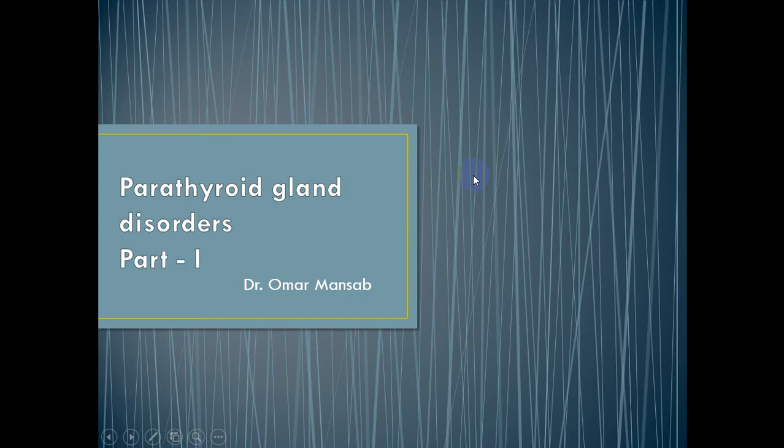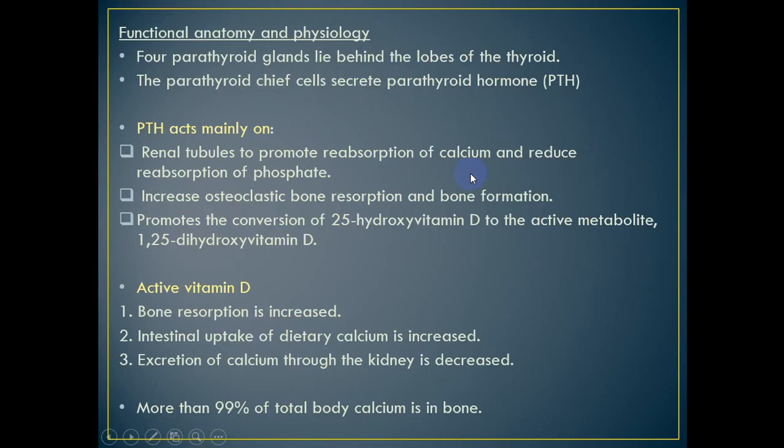Now we will continue with parathyroid gland disorders. A few functional anatomy and physiological points. There are 4 parathyroid glands that lie behind the lobes of the thyroid, each about 25 to 40 milligrams in weight.